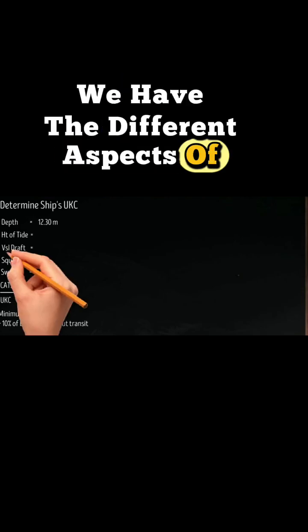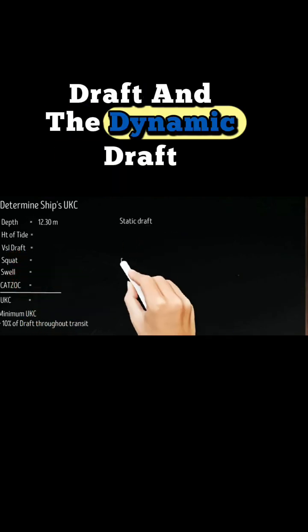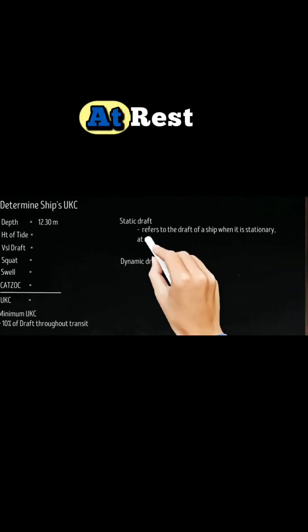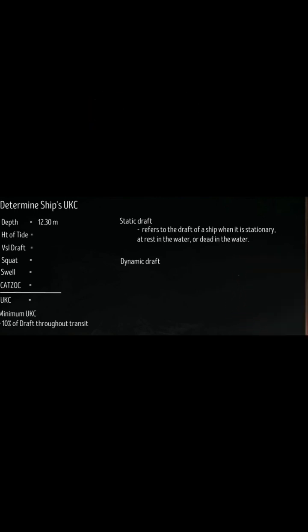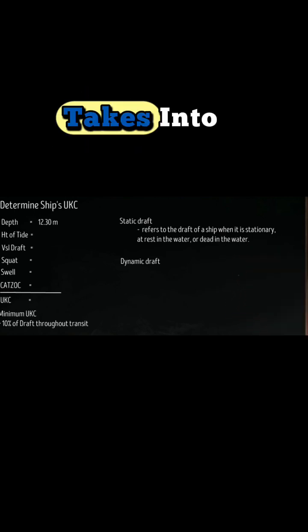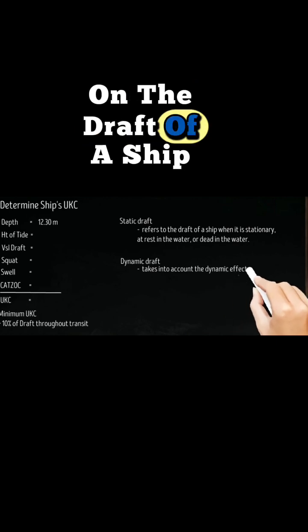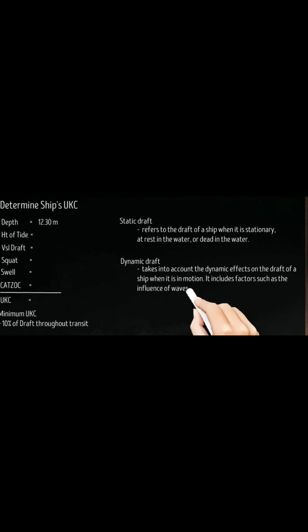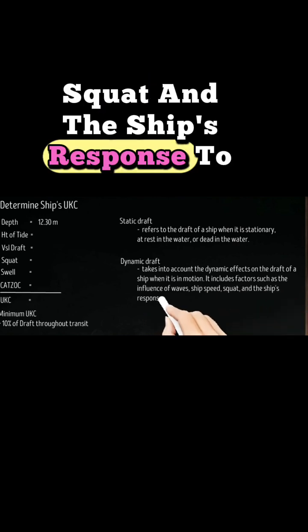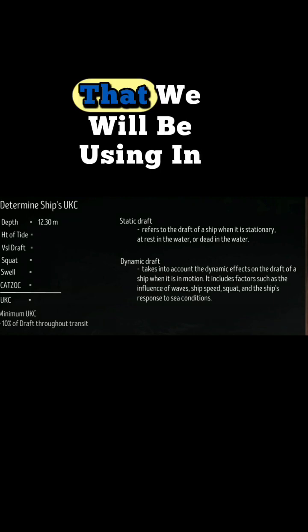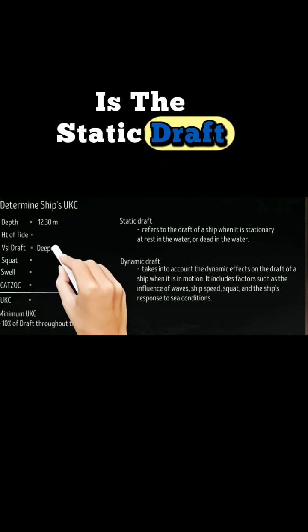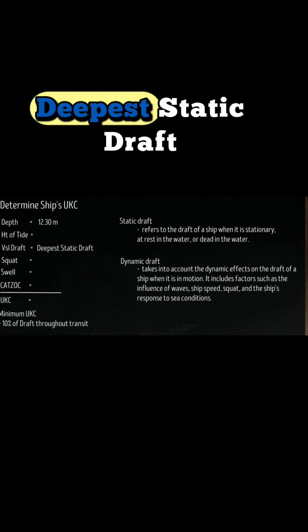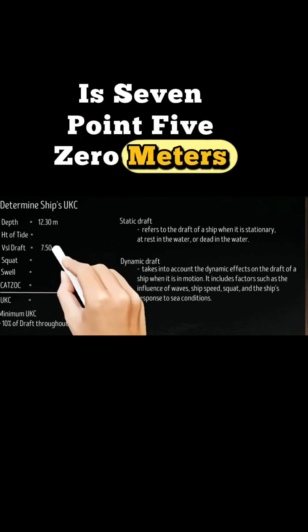We have the different aspects of a ship's draft, the static draft and the dynamic draft. Static draft refers to the draft of a ship when it is stationary, at rest in the water, or dead in the water. Dynamic draft, on the other hand, takes into account the dynamic effects on the draft of a ship when it is in motion. It includes factors such as the influence of waves, ship speed, squat, and the ship's response to sea conditions. The draft that we will be using in this calculation is the static draft, and we will take the ship's deepest draft. Let us assume that the ship's deepest static draft is 7.50 meters.